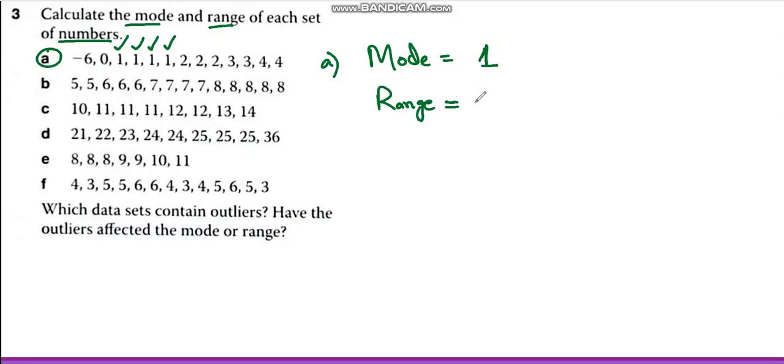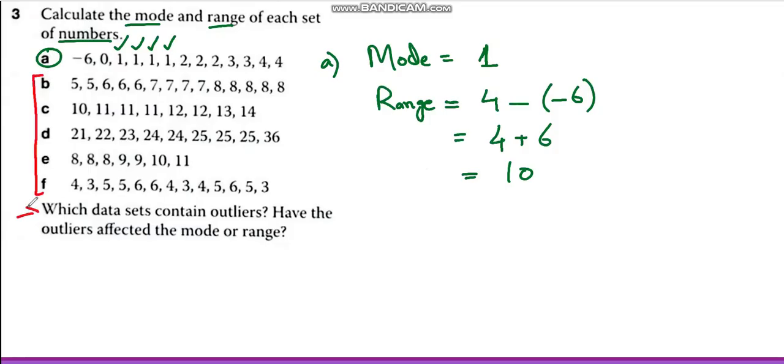So the maximum value is 4 and the minimum value is -6. If you subtract -6 from 4, you get 4 plus 6, and then you get 10 over there. So the range is 10. Similarly, you can do the remaining parts.